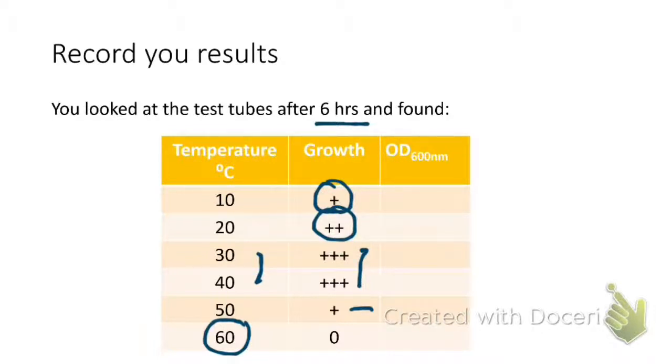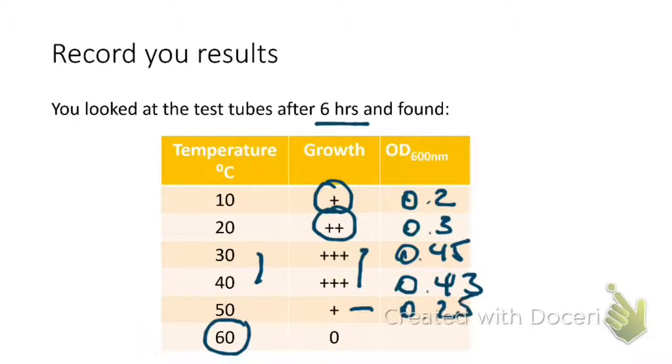If you want more quantitative analysis, you may take a reading using a spectrophotometer, and you may get a reading of 0.2, 0.3, 0.45, 0.43, 0.25, and 0.05. So that would be very consistent with your more qualitative determination just by looking at the tubes.